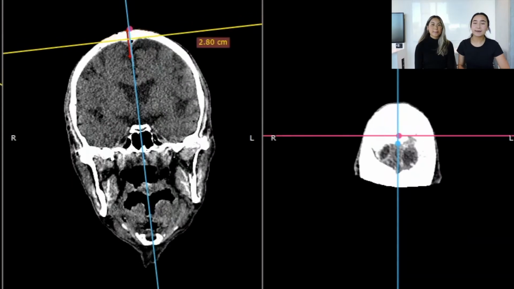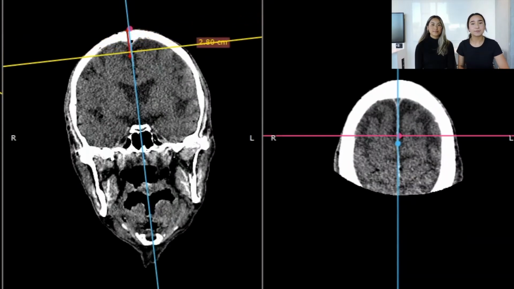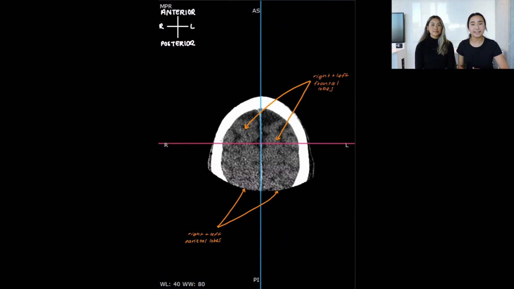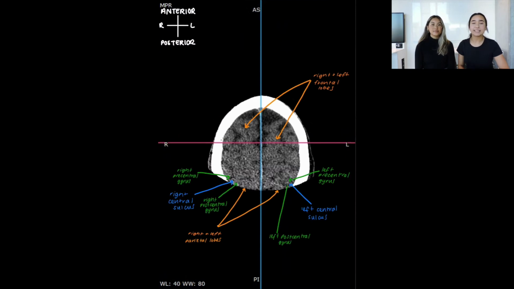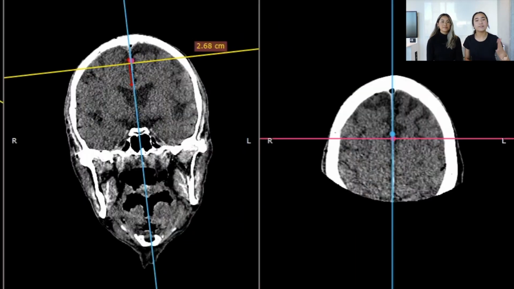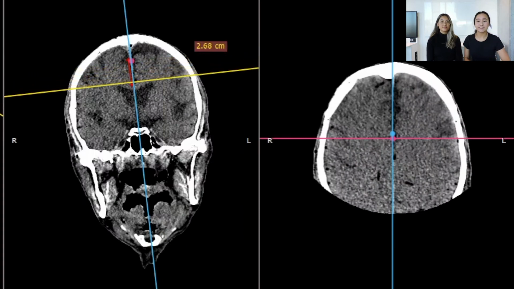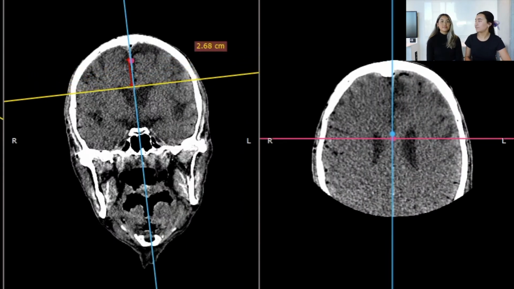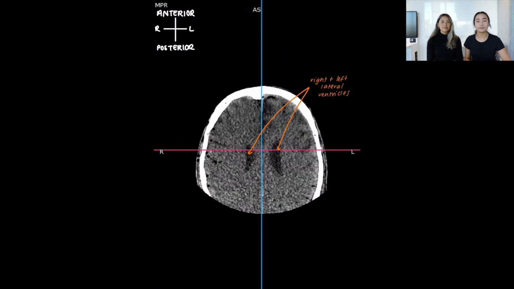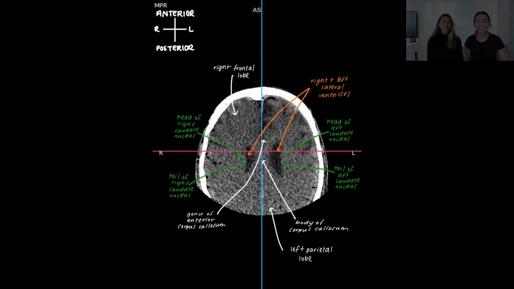Now, let's take a closer look at our 5 axial sections. Most superiorly in Section 1, students are able to visualize basic anatomical structures, including lobes of the brain, functional gyri and sulci, as well as the falx cerebri. Moving inferiorly, Section 2 allows visualization of the superior aspects of the anterior horn and body of the lateral ventricles, as well as portions of the head and tail of the caudate nucleus.